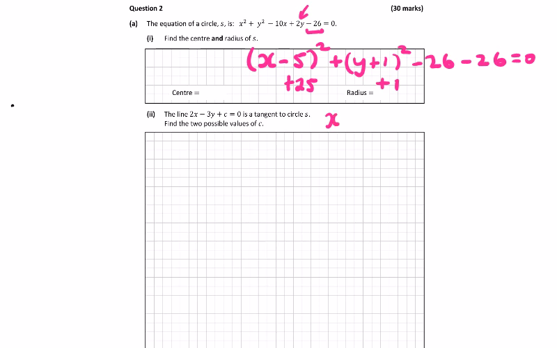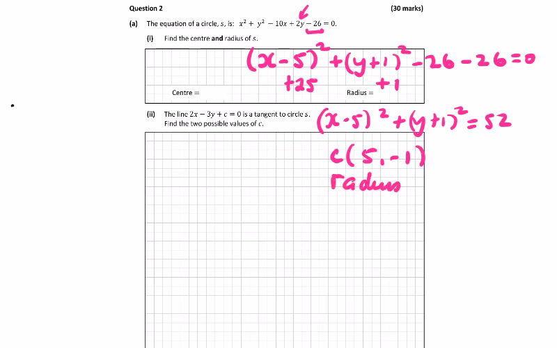So we're going to have x minus 5 squared plus y plus 1 squared is equal to 52. So the center is (5, minus 1), and the radius is the square root of the right hand side, the square root of 52, which is root 4 by root 13, which is 2 root 13.